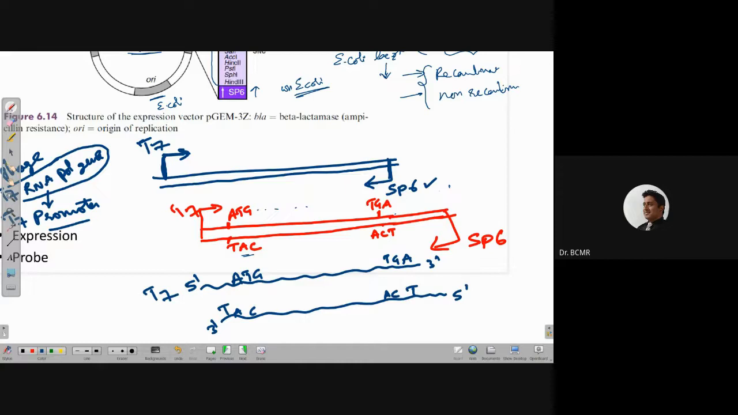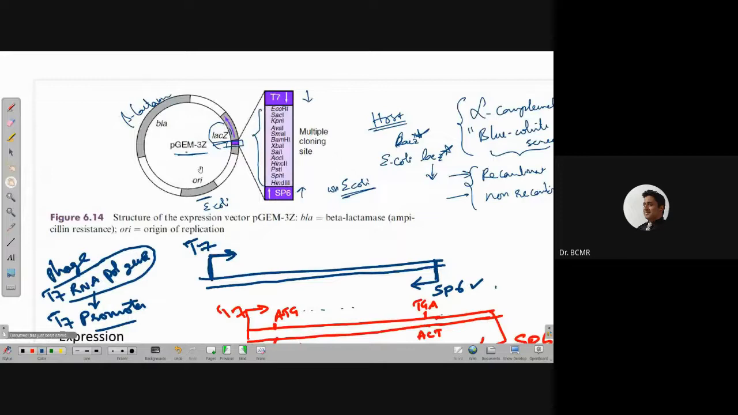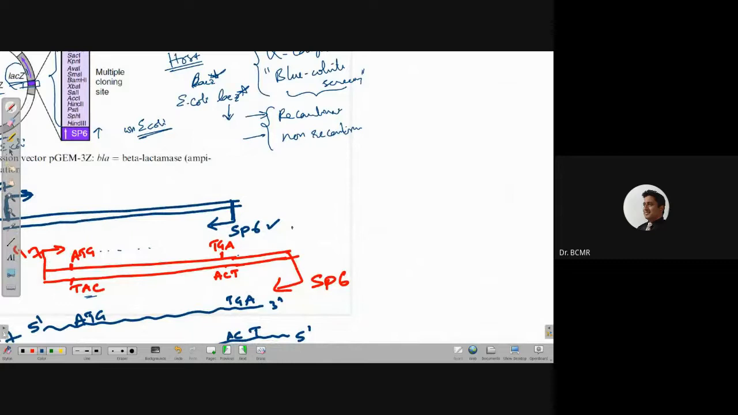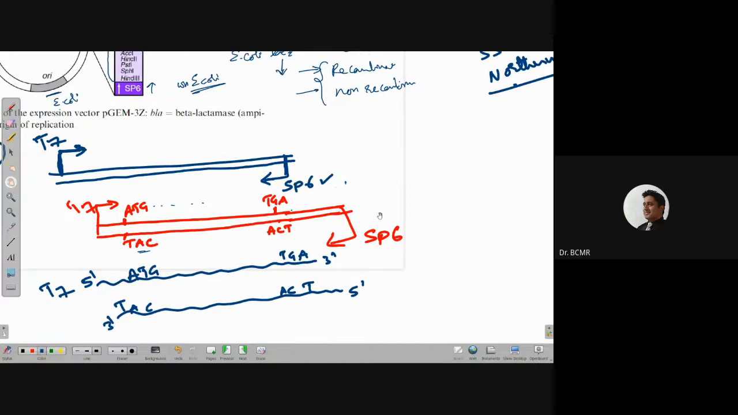So having two, the question here is, why should we have two promoters, and why are they in the opposite orientation in pGEM? That is the question I'm trying to address. There are multiple purposes for it, especially one of them is to generate single-stranded RNA probes for northern blotting. We'll get to what northern blotting is later. So we want to generate radioactive probes, and in that case this kind of arrangement is good.